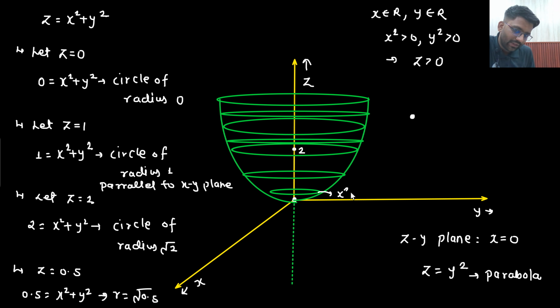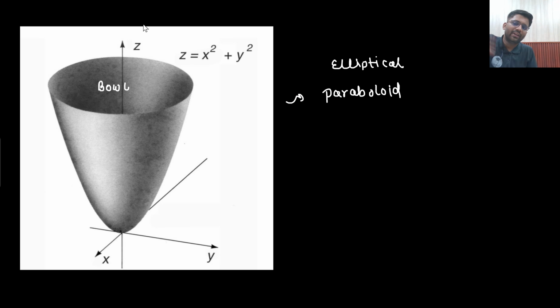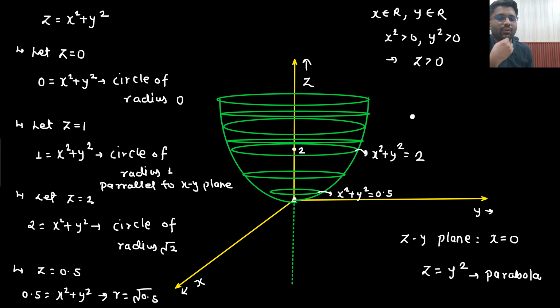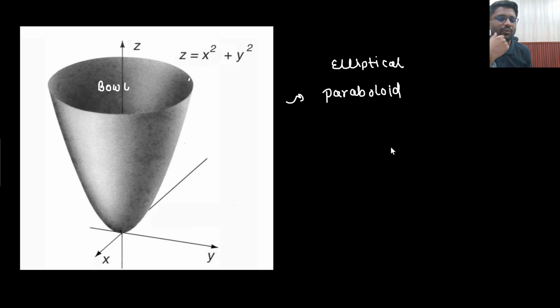On this whole circle, the value of x square plus y square is nothing but 2 only. Right? So these kinds of circles will be there. When we join them, we will get this kind of structure, and it will go till infinity. It will keep on rising, because z can take any value. So when we join all these points, what we get is a paraboloid.